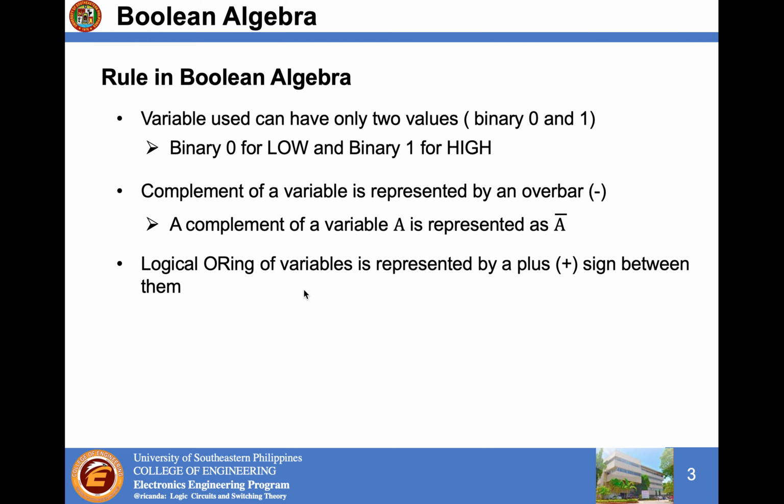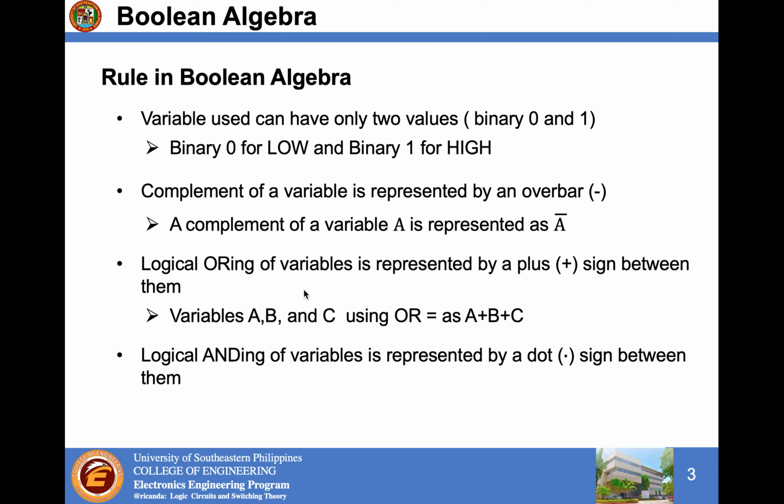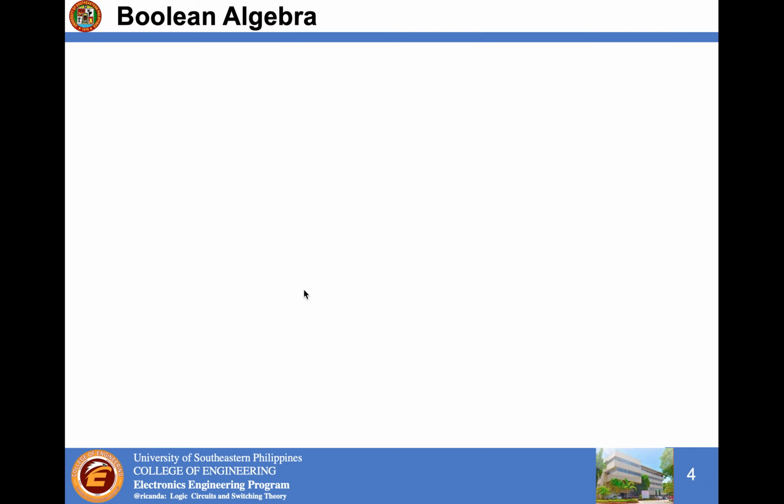Logical ORing of variables is represented by a plus sign between those variables. For example, if we have variables A, B, and C, and we use OR, it can be written as A + B + C. Logical ANDing of variables is represented by a dot between those variables. So if we have variables A, B, and C, since we are using AND, it can be written as A dot B dot C, or just ABC.